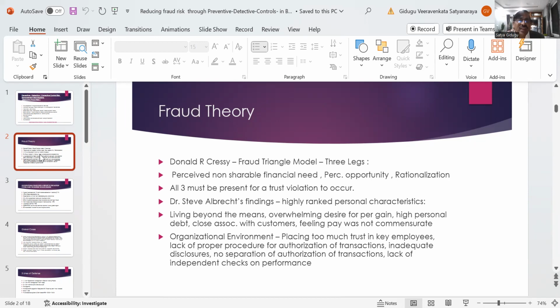So the characteristics of a fraudster: living beyond the means, overwhelming desire for personal gains, high personal debt, close association with customers, and feeling pay was not commensurate. That's why I told you my pay is very less. I am working for 12 hours, and they are giving me 80,000 rupees salary. My friend who joined HDFC Bank got 60 lakhs, whereas in the public sector my salary is 1.5 lakhs, 18 lakhs annually. And HDFC was getting a 180 crores annual bonus, whereas in the public sector, 18 lakhs.